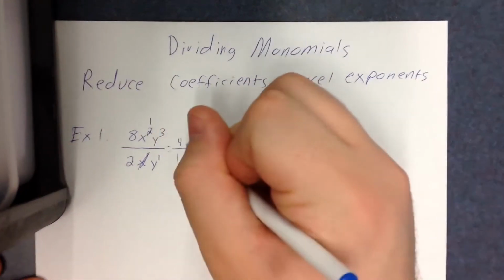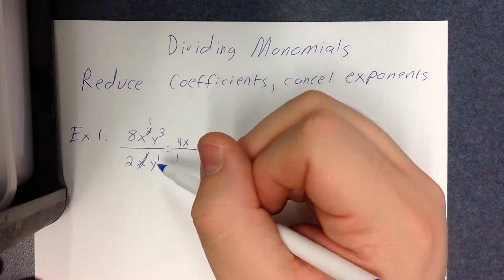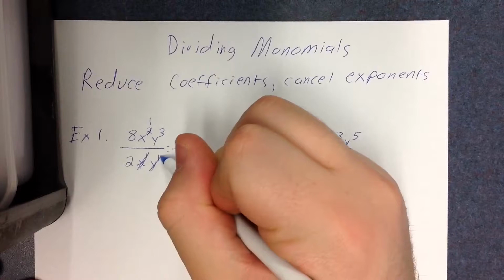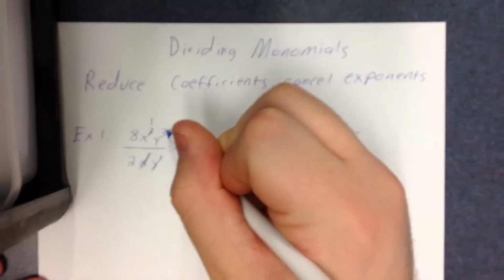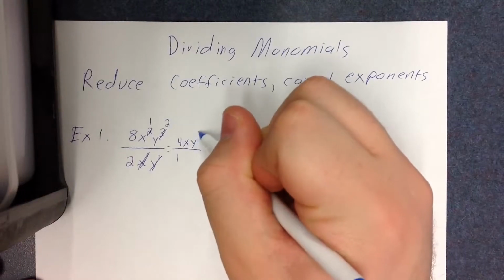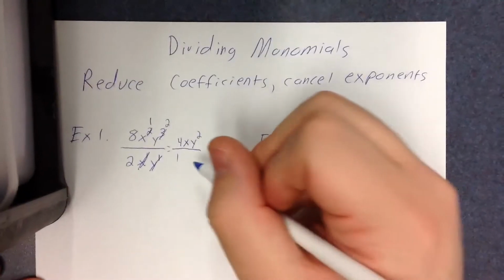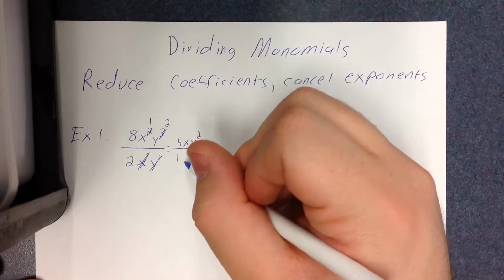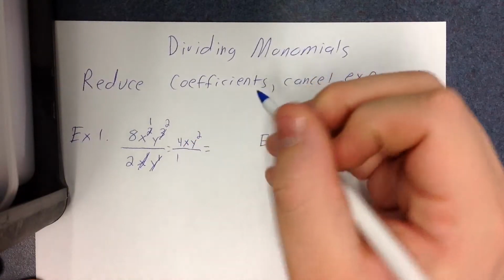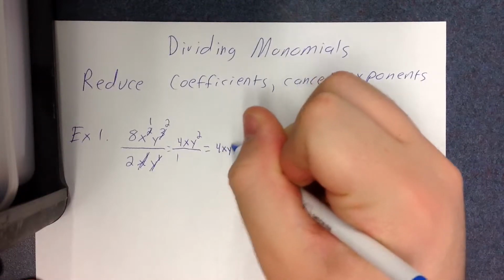We got y, so I have x to the first on top. Y to the third over y to the first. Again, I can cancel out 1y. So I can cancel out 1y up here, which leaves me with y squared. So I got 4xy squared over 1. Now if you end up with 1 on the bottom, we don't need to put that, because anything divided by 1 is what it is. So this equals 4xy squared.